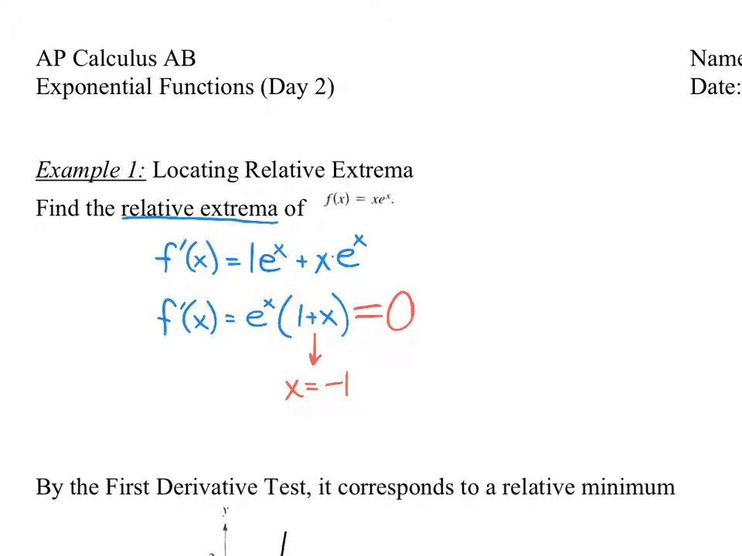So I know there is something there. Let's see if that is a max or a min. If I plug in, say, a 0, I have e to the 0, which is 1, and I have 1 plus 0, which is 1, so that's positive. So it looks like this is going to be a min. Let's check and make sure it's not a plateau point. If I plug in a negative 2, e to the negative 2 is always positive. Okay, 1 minus 2, though, is negative 1, so I know that that is negative, so my function is decreasing.